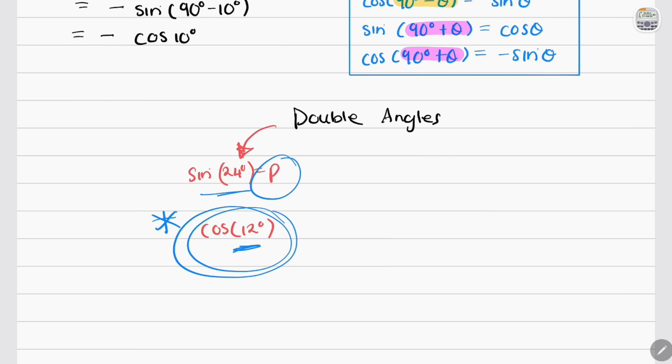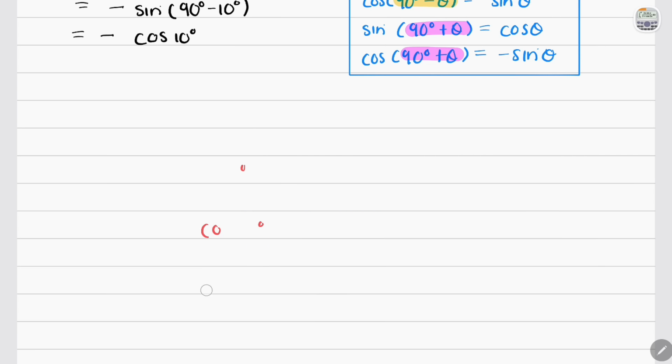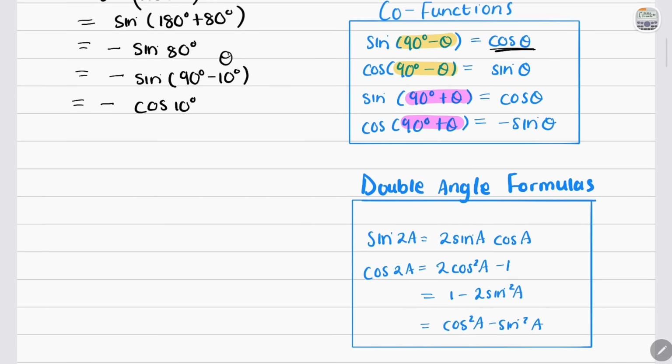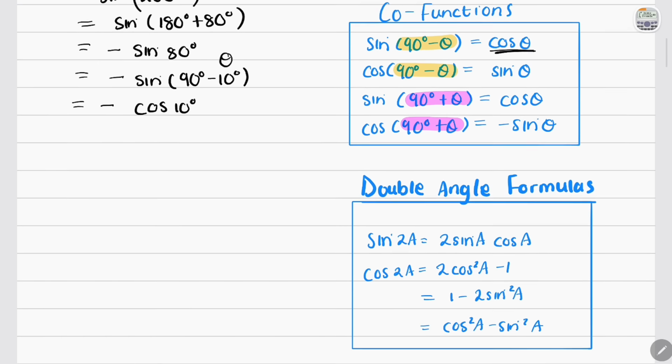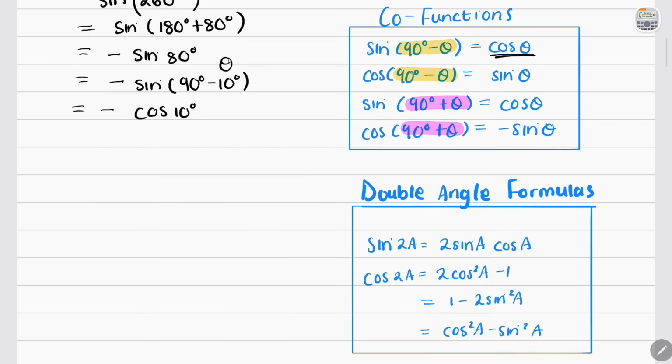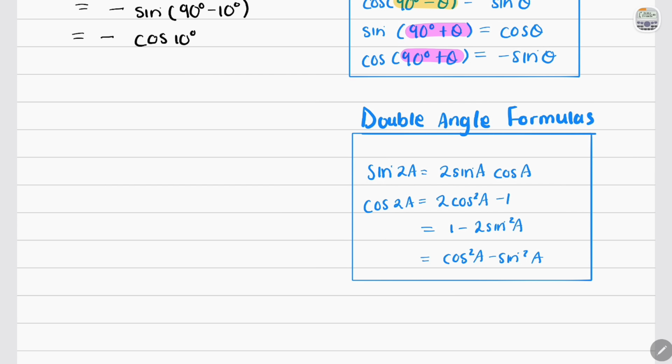Here's the thing with your double angle identities, right? Let me put that down so that you can just go ahead and look at them. Remember, they are in your formula sheet. So these are our double angle formulas. With these, do you see how what they have is 20 degrees, but we have 10 degrees? So they clearly used double angles to form this.